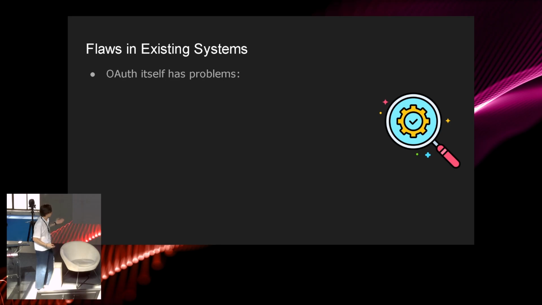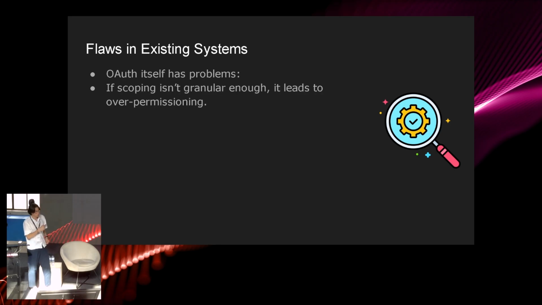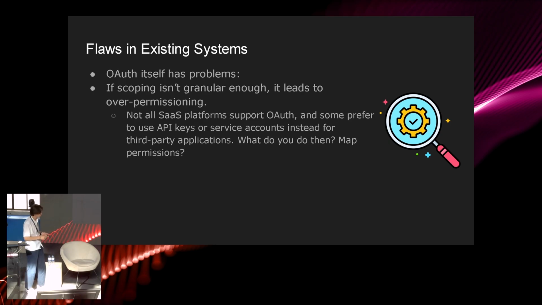So OAuth itself has a couple of problems. Number one, OAuth has scoping. Scoping in OAuth usually isn't granular enough, so if you want people to access certain documents and not others, it's a little tricky to do with OAuth. Not all SaaS platforms have OAuth. Some prefer to use API keys or service accounts instead. And this is tricky, because if it doesn't support OAuth-type scoping, API key scoping is often not much better. You're saying, okay, we'll grant the ability to read all users. This doesn't really work. And service accounts are similarly flawed.